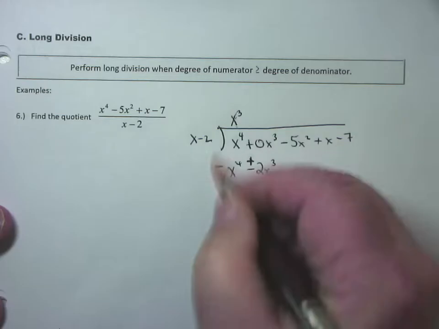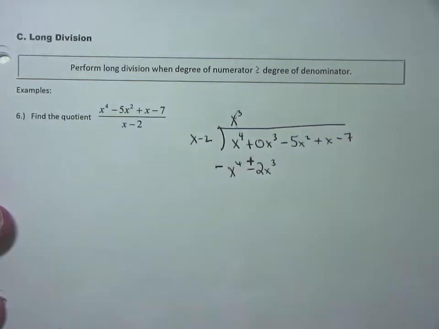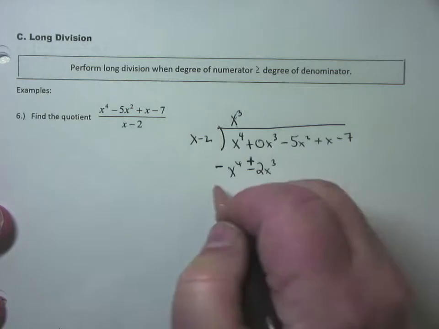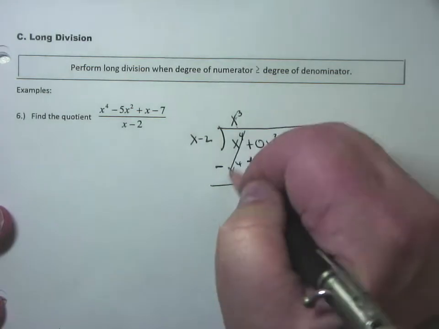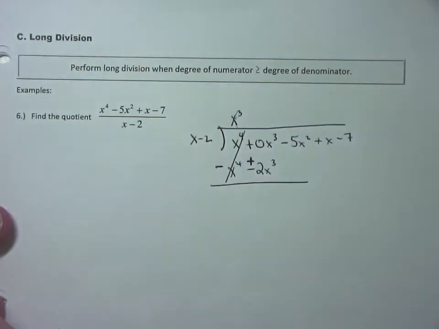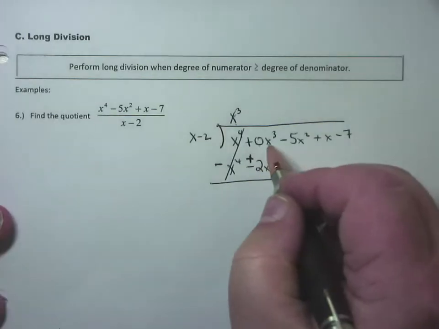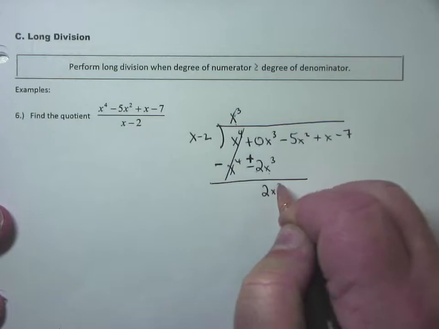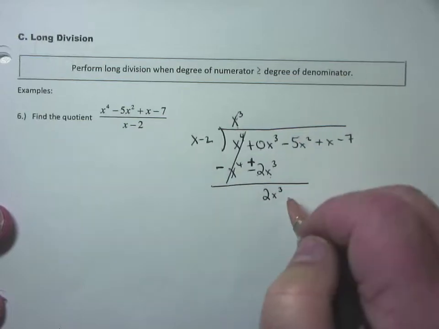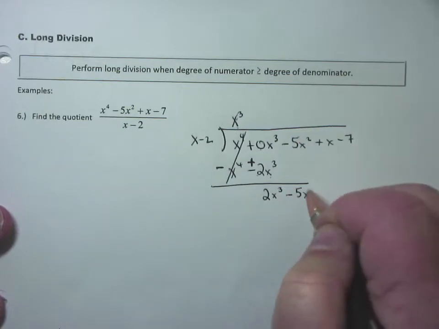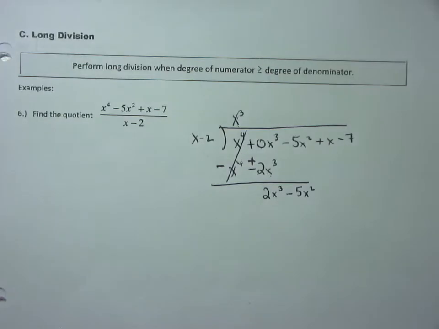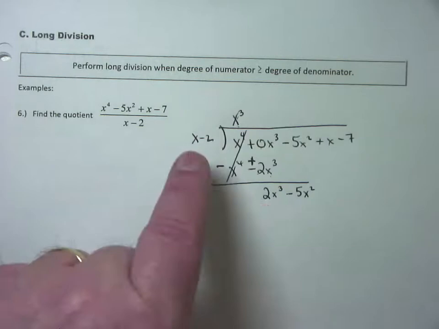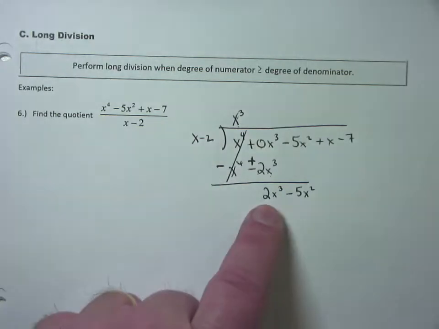So in my notation, I always put the sign above it. So that's now my new sign because a negative will change your signs. And notice something, the first term will always cancel. If it doesn't, you really screwed it up. And then I got plus 0x cubed plus 2x cubed is 2x cubed. And then I'll bring down my next victim, minus 5x squared. And then I play the game all over again. What times x is 2x cubed?